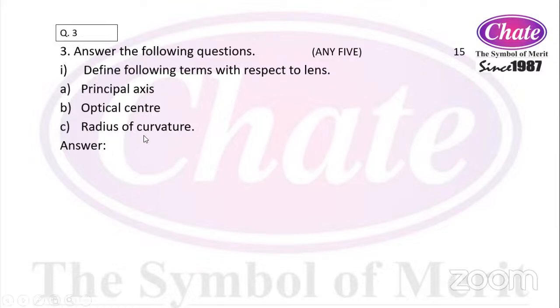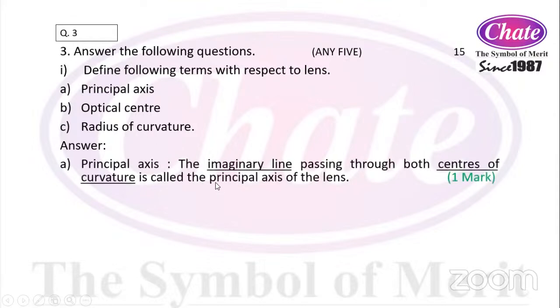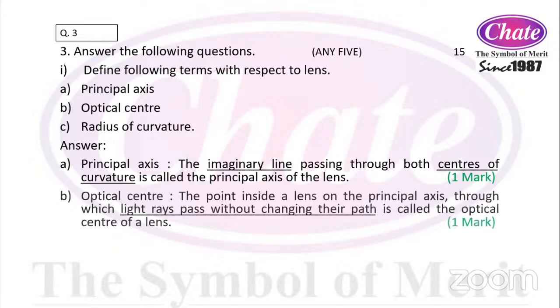So in this question, the first question says define the following terms with respect to the lens. You can see principal axis, optical center, and radius of curvature. Okay, so when you say the principal axis, the definition as it is: the imaginary line passing through both centers of curvature is called the principal axis of the lens. It will give you 1 mark. Then optical center: the point inside the lens on the principal axis through which light rays pass without changing their path is called the optical center of the lens.